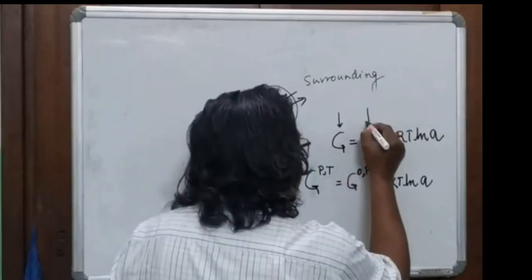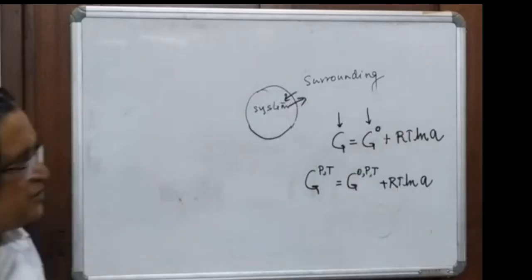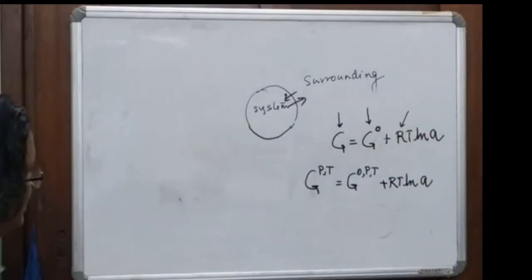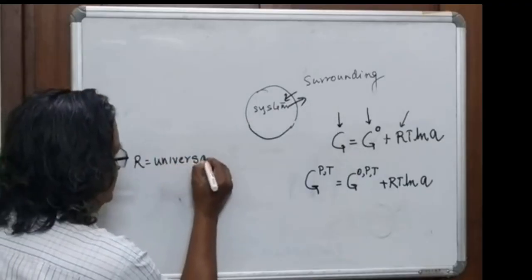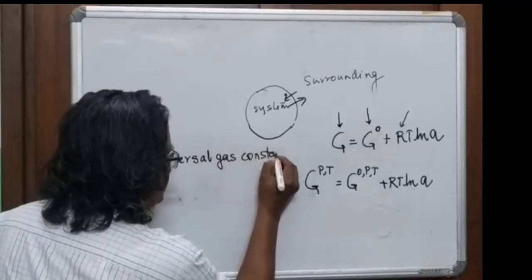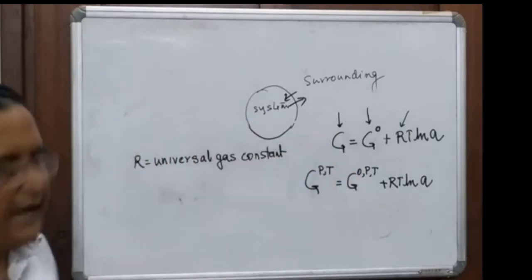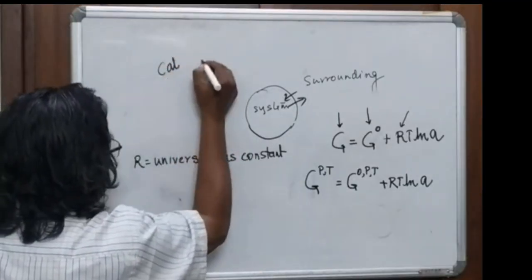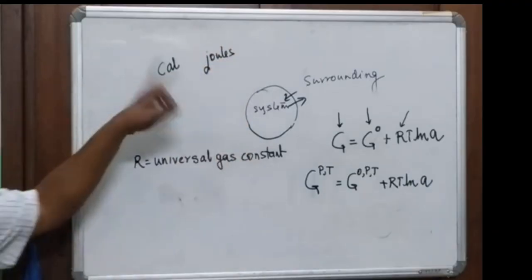This is also the same except for this superscript G0. We'll talk about it a little later. Then you have R, and R is called the universal gas constant. Now just before going to R, G, the chemical free energy, may have a unit of calories or joules. Do you understand? Calories or joules.